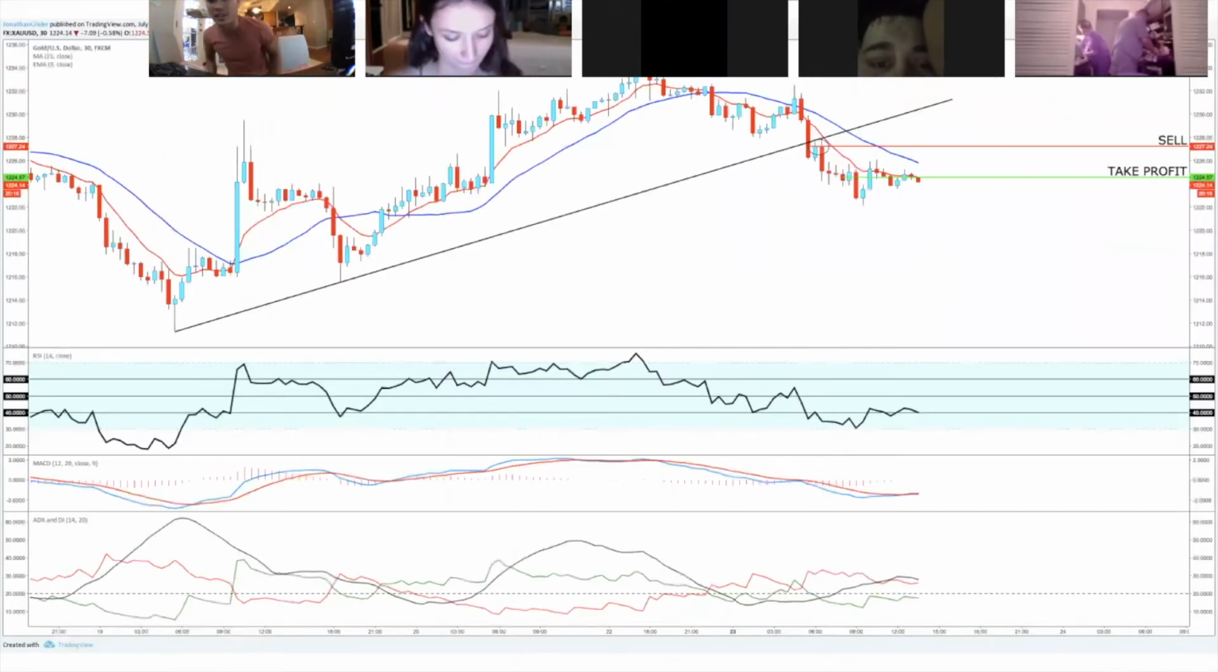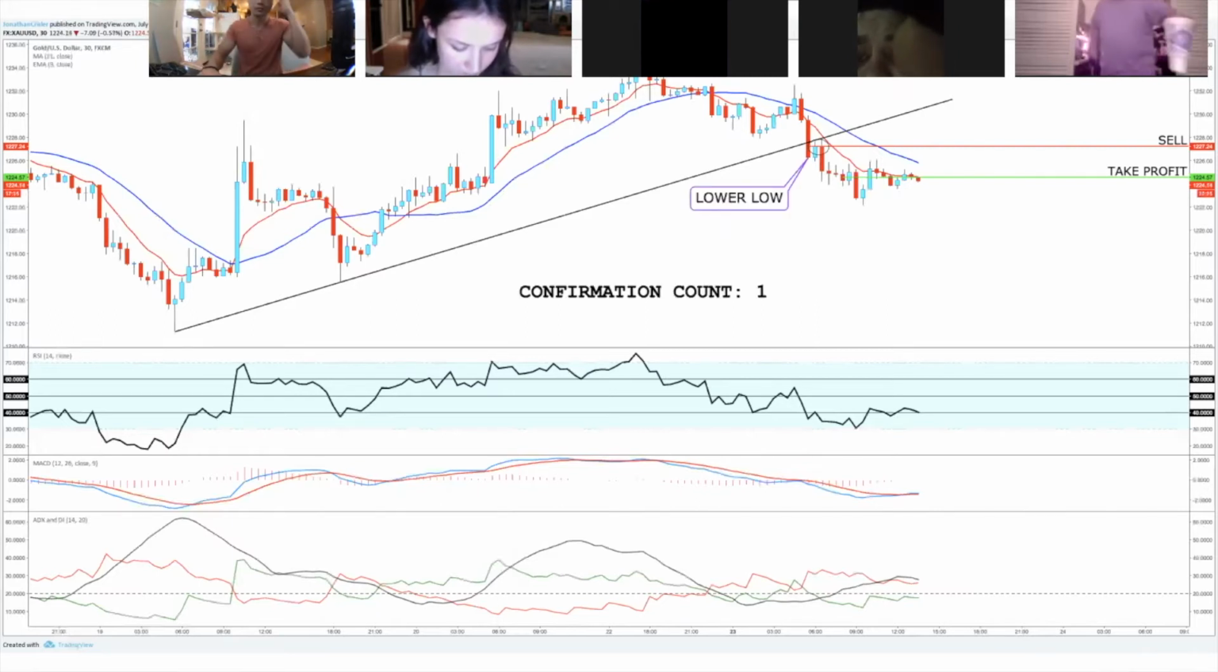All right, so here's an example of a sell position that I took. I entered a sell position right where I circled, where the red line is, and I took profit right where the green line is. So let me break down why I took this sell. A lower low formed. So that identifies that it's now a downtrend, which is our first confirmation.